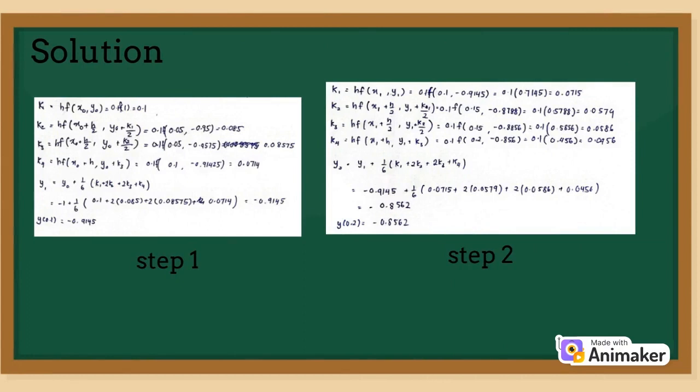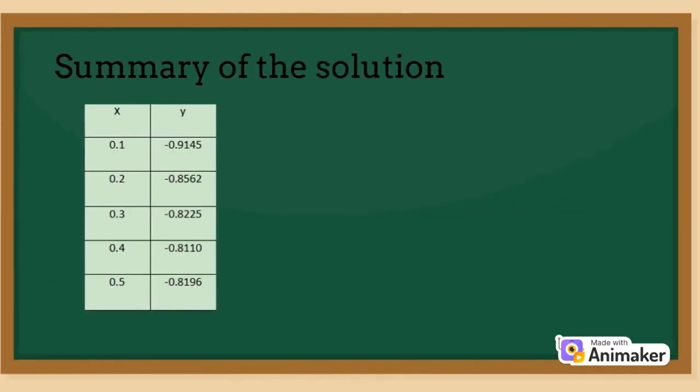We are given that the initial value of x is 0 and the step length is 0.1, and we need to find y when x is 0.5. From there, we know that we need 5 steps of calculation. We will use x equal to 0 and y equal to -1 for step 1 to get the value of y1. For step 2, after obtaining the value of y1, we can use it with the value of x1, which is 0.1, to find y2.